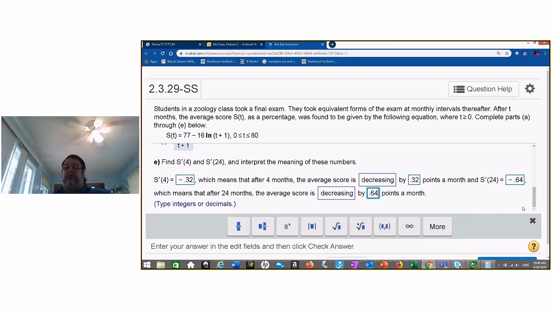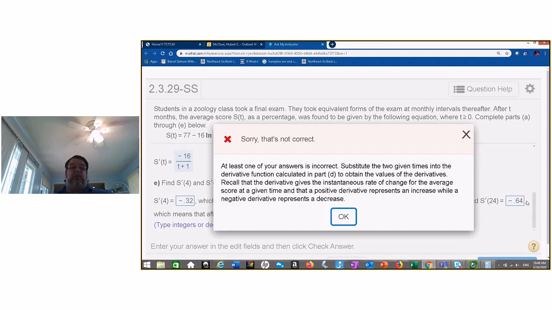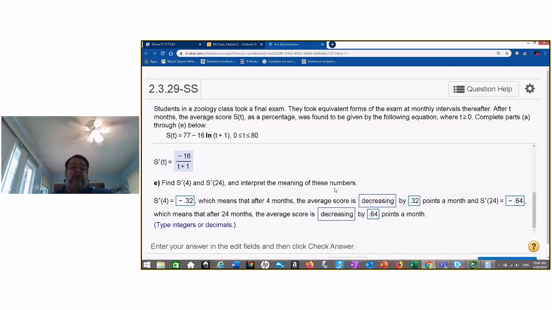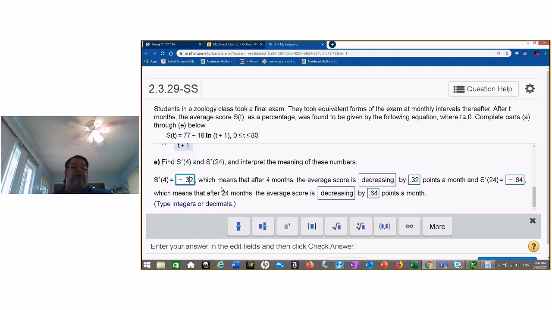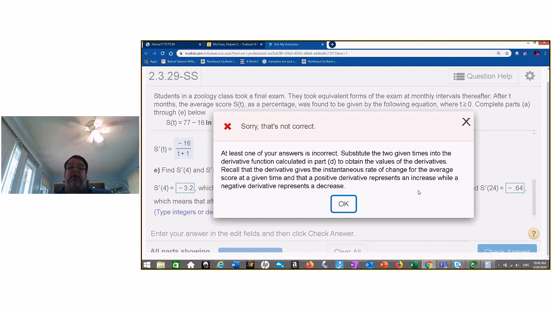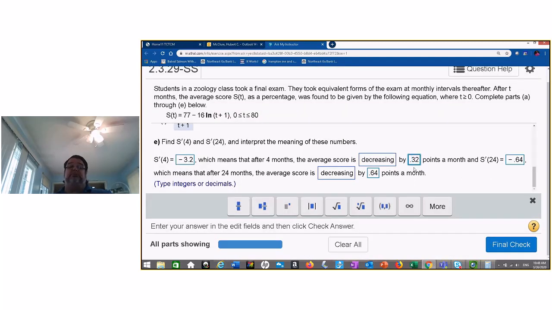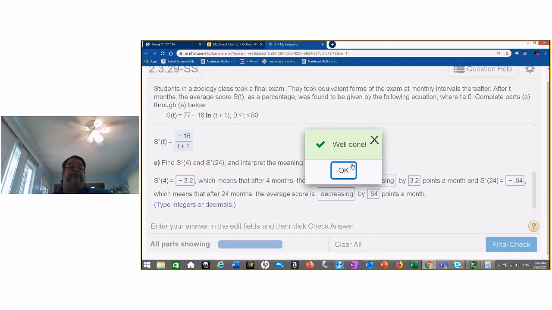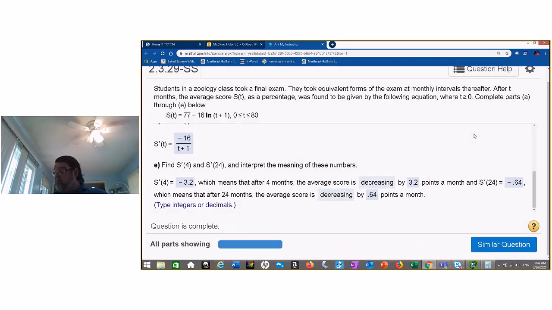All right, so hit enter. Okay, I don't know what they're wanting. I think I might have typed it wrong. Did y'all plug in? Is it 3.2? Yeah, because negative 16 divided by 5 would be 3.2-ish. Well, I wrote 3.2 and then I wrote 0.32, so okay. Oh, I got to write 3.2 right here. There we go. So that's the way you do that question.